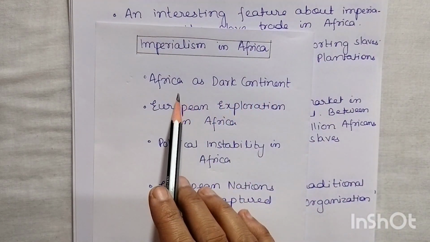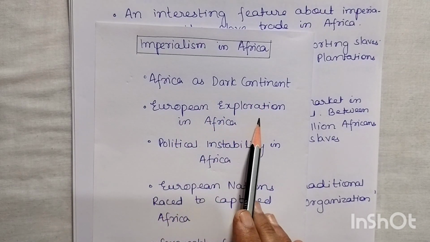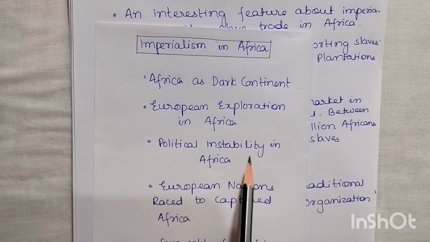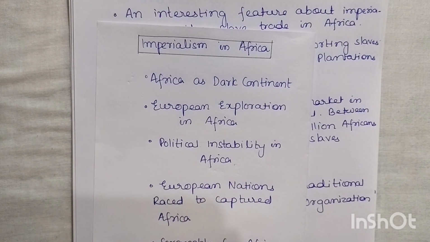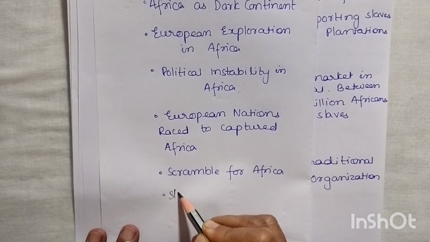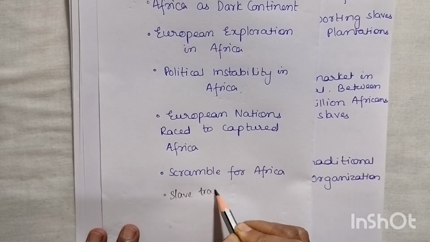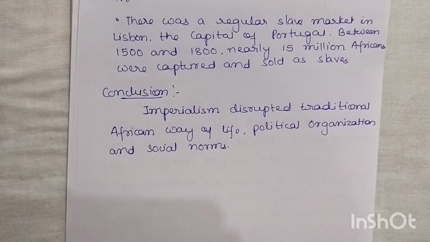First of all, Africa was unknown to people on other continents. Then Europeans explored it. After that, political instability in Africa allowed other countries to dominate and capture it. Then European nations began to capture Africa, the scramble for Africa, and the slave trade was also there. And finally, the whole of Africa was captured by the European powers.